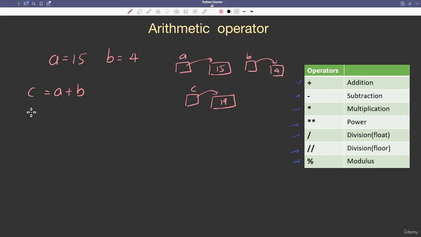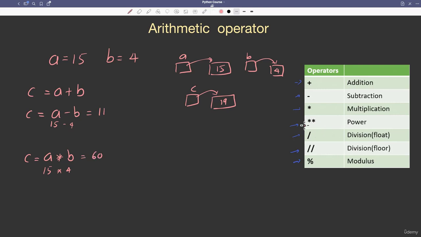Now similarly, subtraction is also very simple. When you say C assign A minus B, the value of A is how much? 15. Value of B is how much? 4. So 15 minus 4. So the result of this will be 11. Right? Now coming to next, multiplication. C assign A multiplied by B. So this gives the result 15 into 4. The value is 16. So these are simple operations.